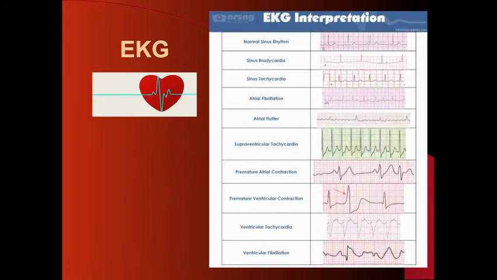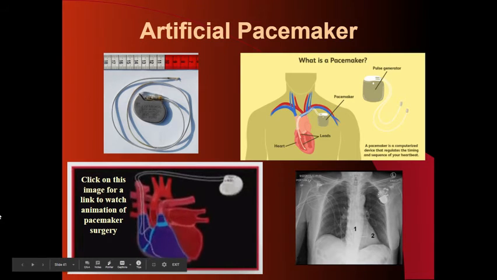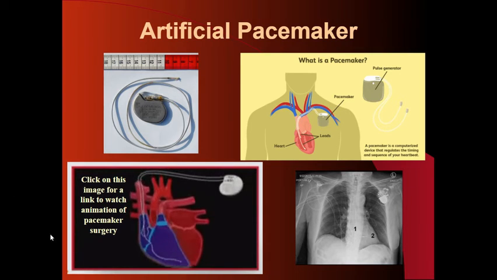By looking at different EKGs and seeing different patterns, doctors can determine specifically what is wrong with the heart based on the pattern that they see on the EKGs. Sometimes arrhythmias can be remedied with an artificial pacemaker, which can be implanted under the skin with electrodes that go into the heart, and that can then help the heart have a more regular beat or rhythm.